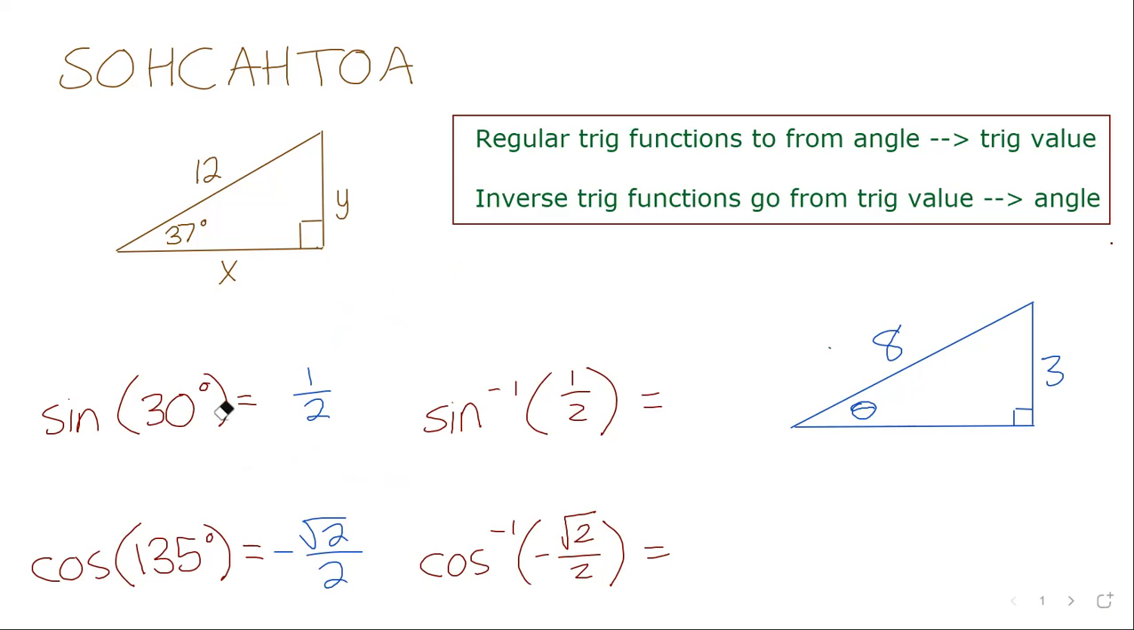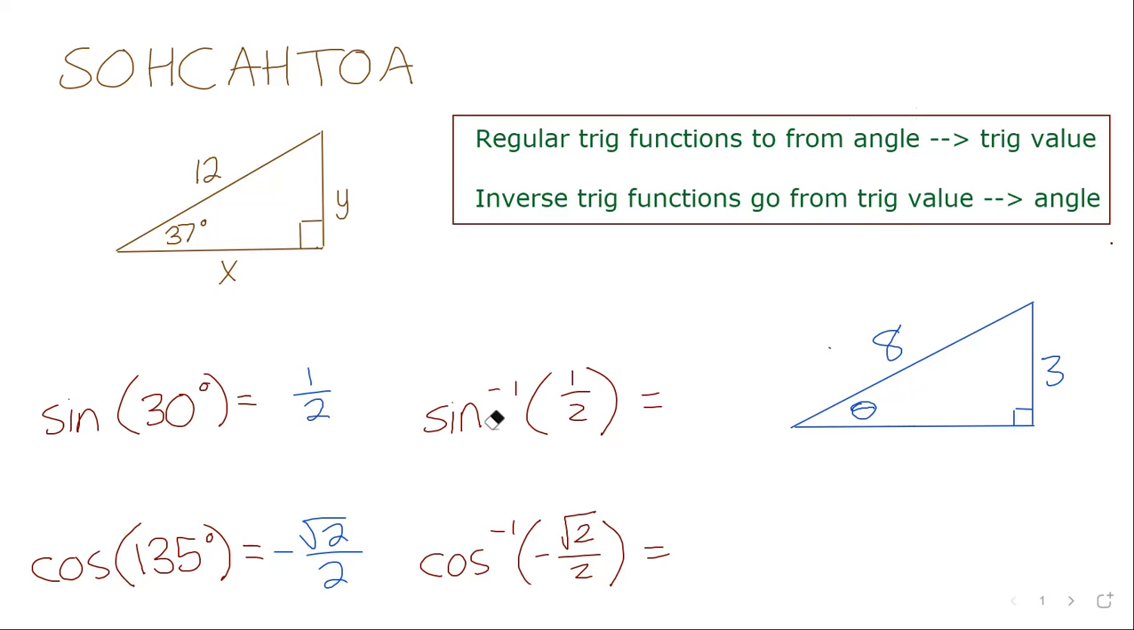So what we just did here, using sine and cosine, was that we were given the angle and we found a trig value. That's what regular trig functions do: you have the angle, you find the trig value. What an inverse trig function does is go the other way. It starts from the trig value and backtracks to tell us what the angle is.